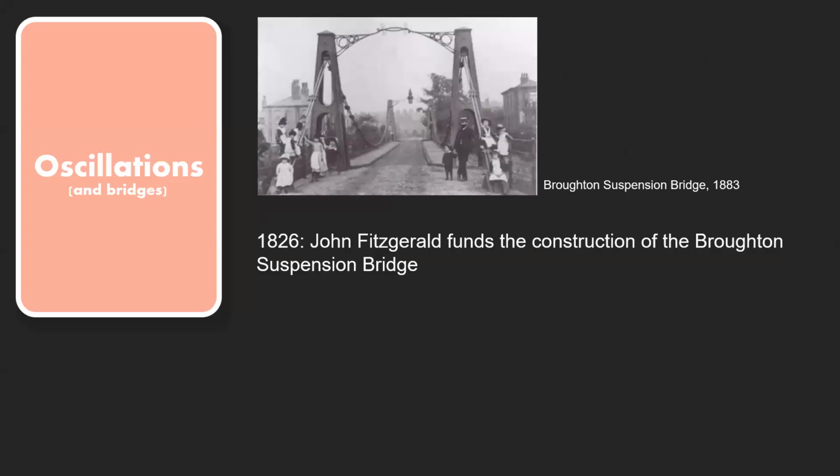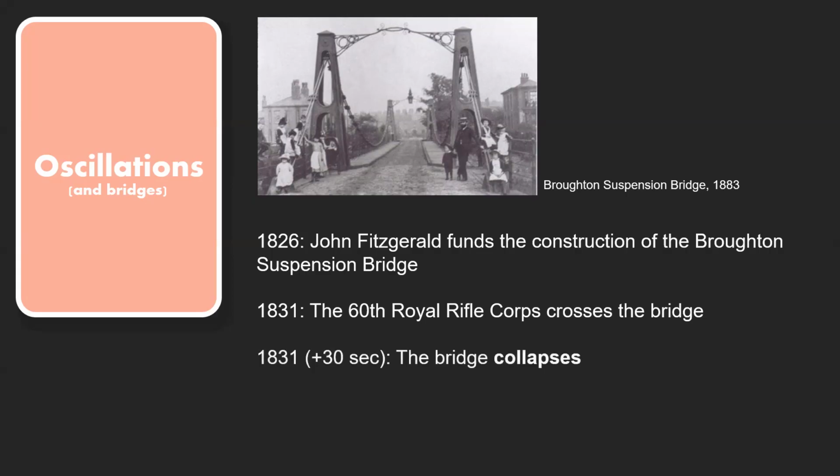In 1826, John Fitzgerald, a very, very wealthy man, funds the construction of this suspension bridge, the Broughton Suspension Bridge. And then 5 years later, in 1831, the 60th Royal Rifle Corps crosses the bridge under his son's command, actually, because he was a lieutenant at the time. So they were doing a military exercise and they marched through there. And as they were marching, their steps became synchronized and it matched the natural frequency of the wobbling of the bridge. So 30 seconds later, the bridge ended up collapsing.